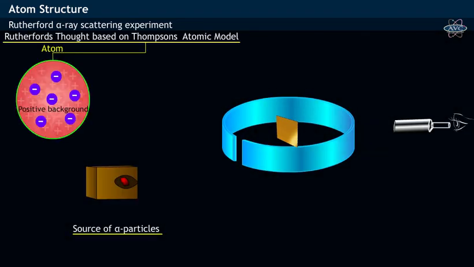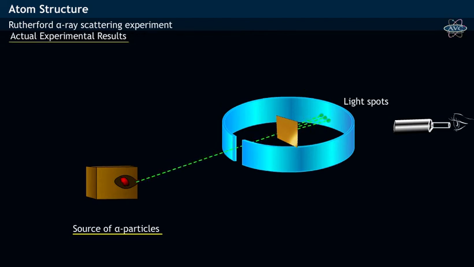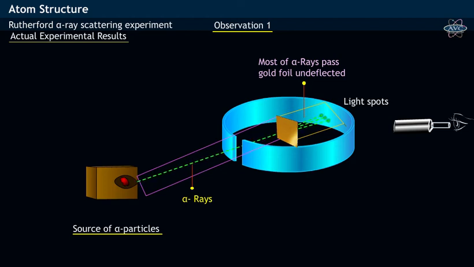Based on Thomson's model, Rutherford thought that the alpha ray particles emitted from the radioactive source would pass through the gold foil with no or slight deflections. But the actual experiment showed the following results. Rutherford in his experiment observed that most of the alpha rays pass through the gold foil without any deflection or slight deflection.